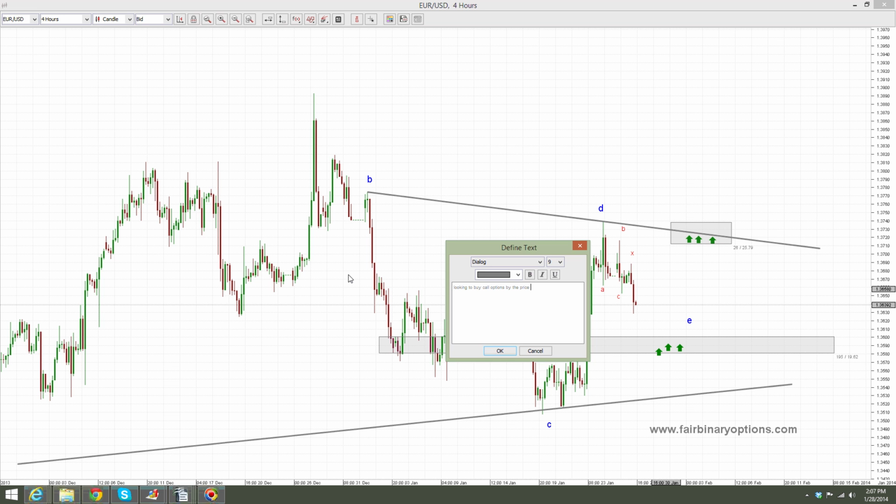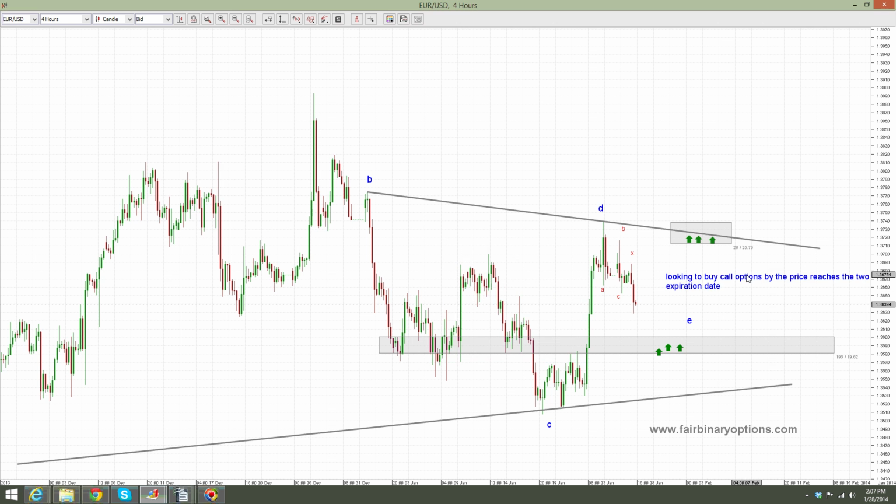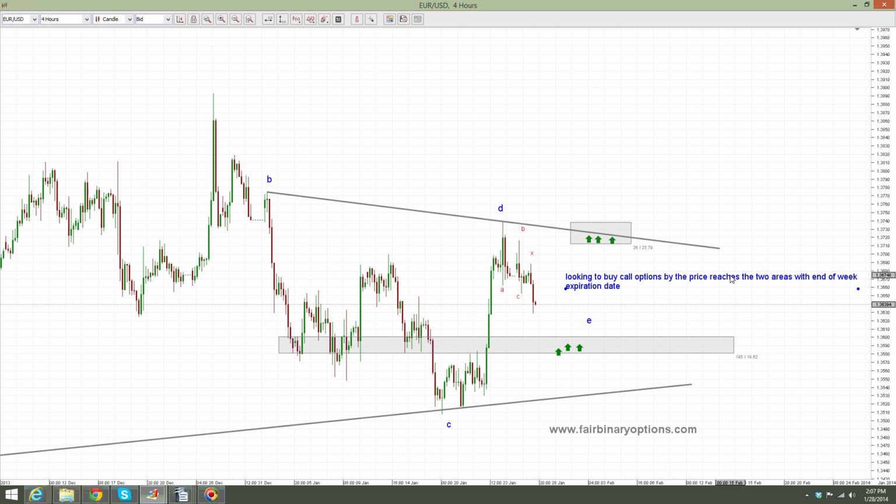by the time price reaches the two areas, with end of week expiration date. End of week expiration date means Friday 21 GMT. That would be our recommendation. And this kind of expiration date is basically offered by any respectable broker.